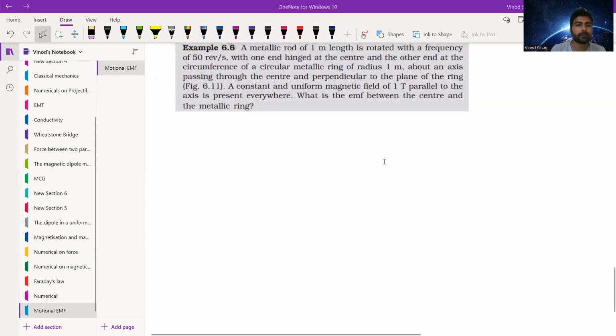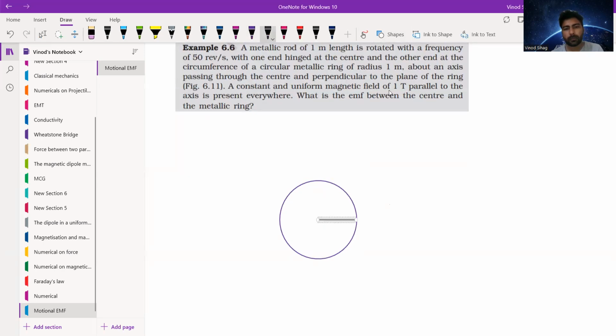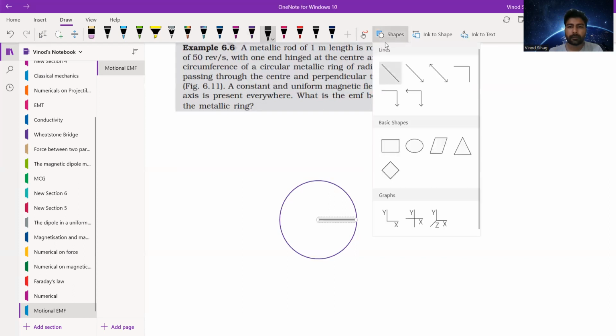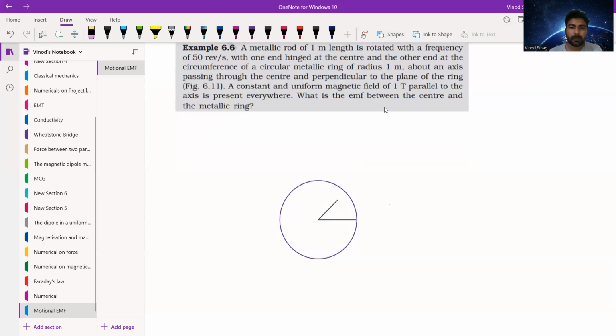So first of all, let's draw the diagram. First, let me draw the metallic ring. Let's say this is the metallic ring, and the radius of the metallic ring is 1 meter. And the magnetic field is constant. The metallic rod is rotating about the center; this point is P and this point is Q at a time T, and the angle is theta.